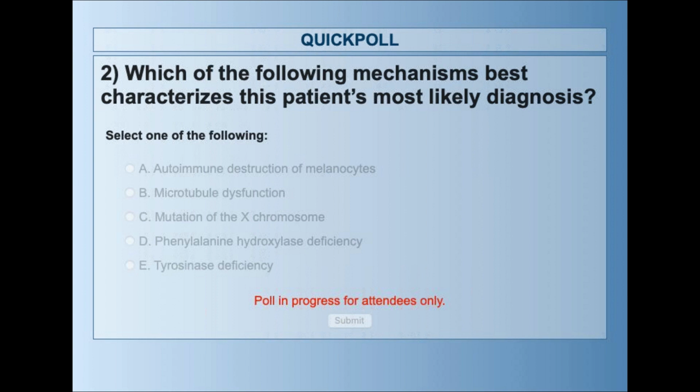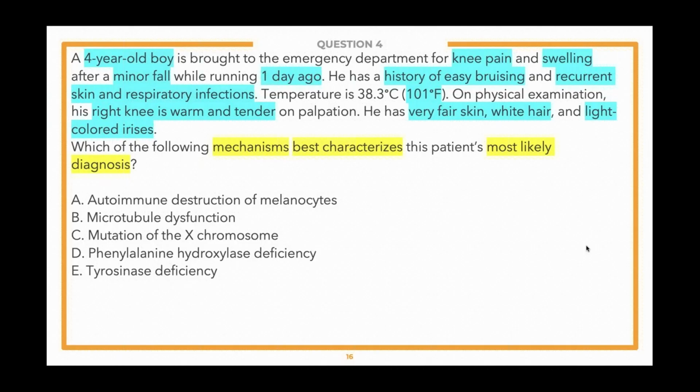I see the responses coming in. We'll give all of you a few more moments here to lock in your answer. All righty. Let's take a look and see what you selected.